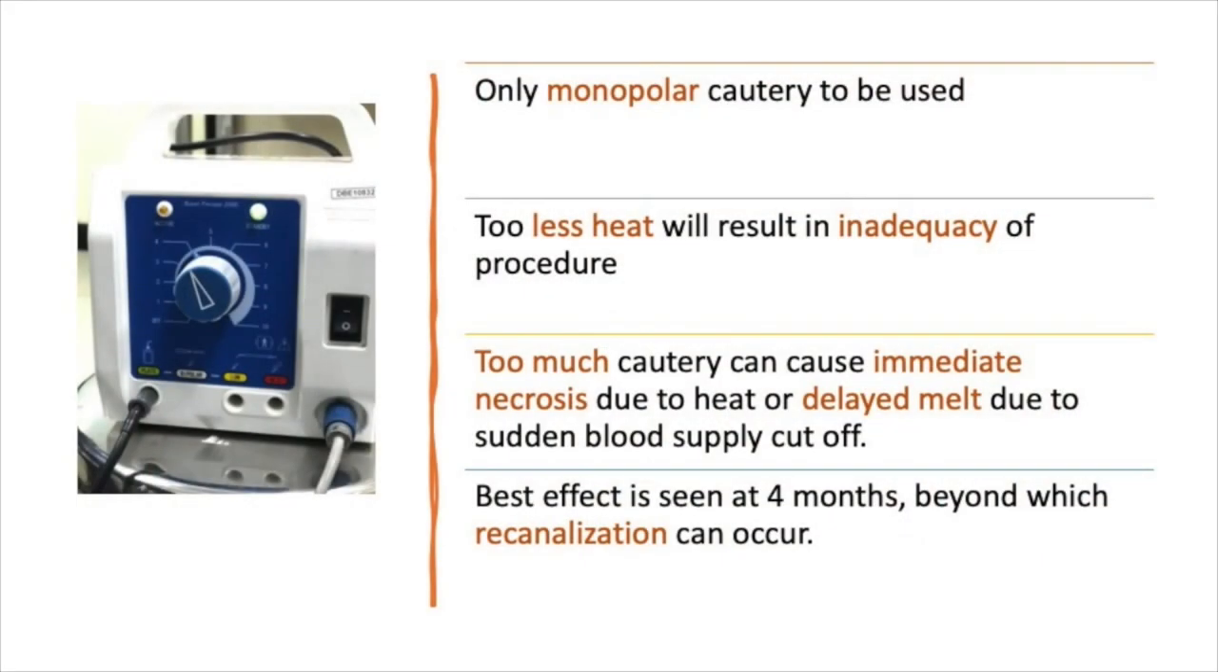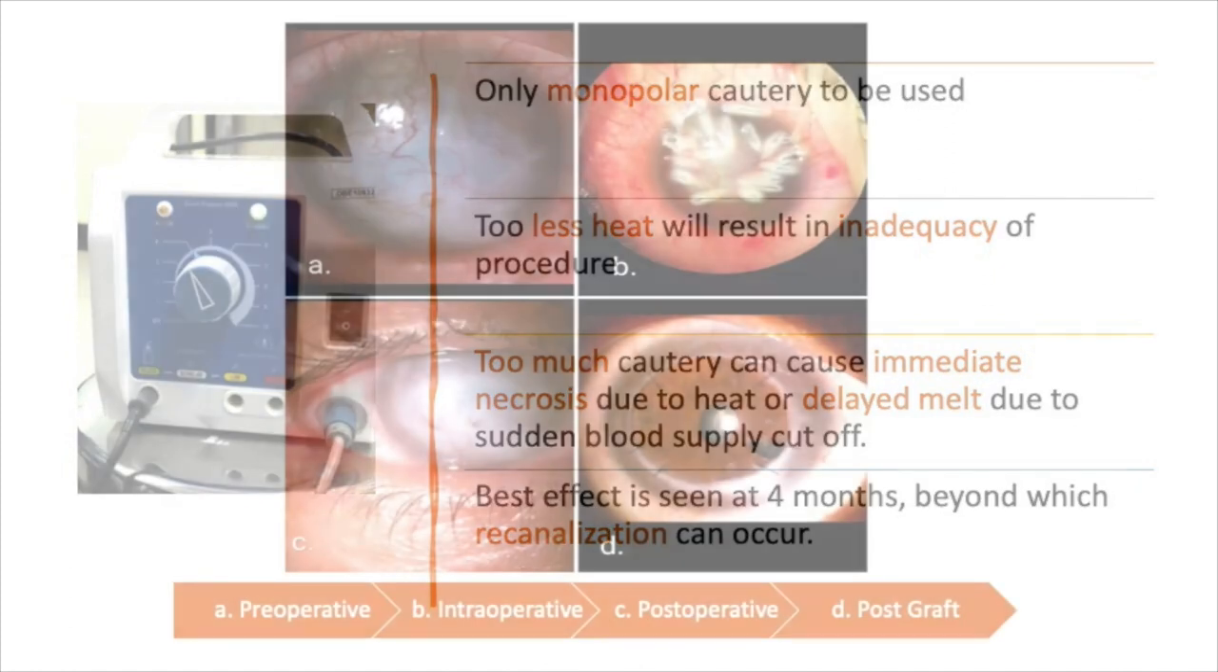In summary, only monopolar cautery to be used. Too less heat will result in inadequacy of procedure. Too much cautery can cause immediate necrosis due to heat or delayed melt due to the sudden blood supply cutoff. Best effect is seen at 4 months, beyond which recanalization can occur.